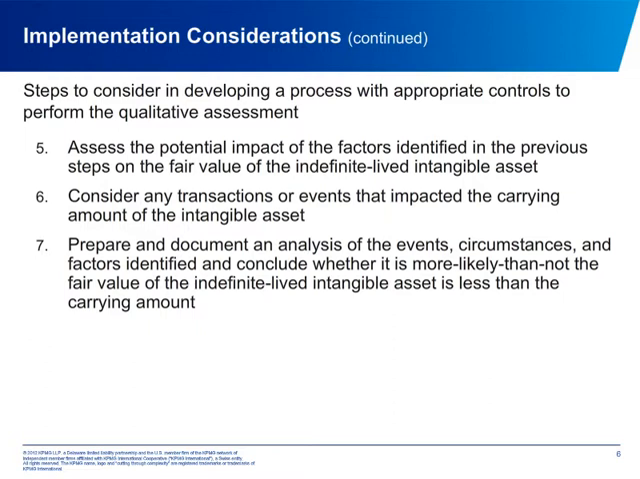Step 6 considers any transactions or events that impacted the carrying amount of the intangible asset. One of the changes to the carrying amount that's the easiest to understand is when there's been a recent impairment, and if that's the case, it may be easier to skip the qualitative assessment and go directly to the quantitative fair value measurement. Another reason for a change in the carrying amount, though, could be because of how an entity defines the unit of account for testing purposes.